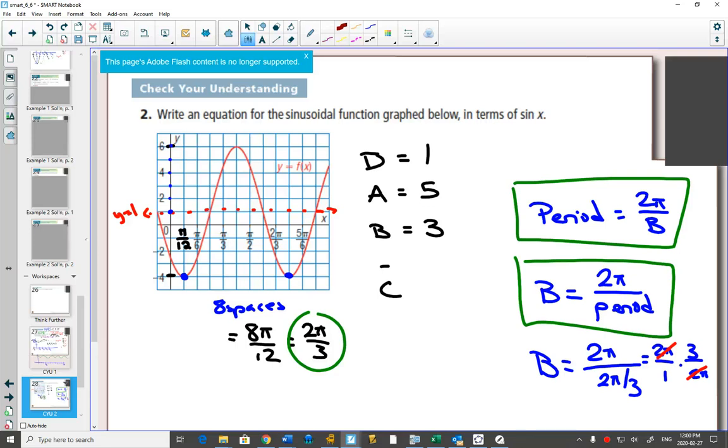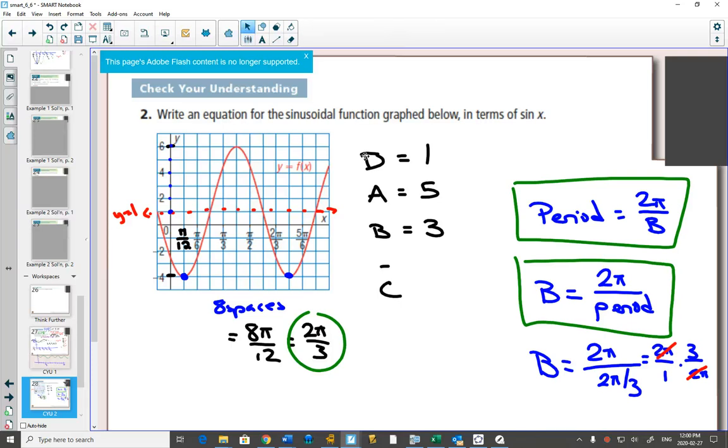So in the equation, would it be 1 over 3? In the equation, the B value is just going to be 3. And so that means x by 1/3, which makes sense that your period would become 2 pi over 3.